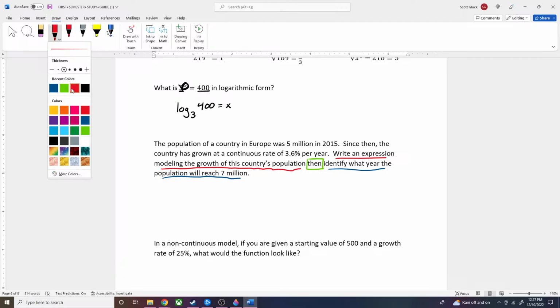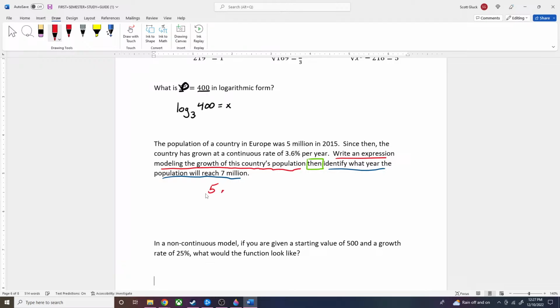So let's use red and let's follow that instruction. Write an expression modeling the country's population. Okay, cool. So it starts at 5 million. 5 million, that's our start point. Okay? Now, our growth rate is 3.6%, or 0.036. We're going to convert this into a decimal right off the bat.